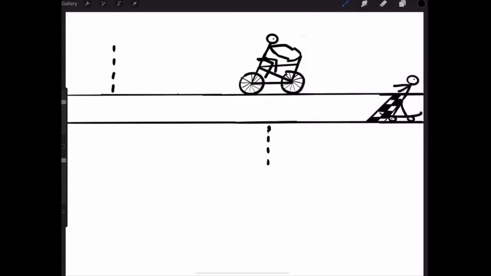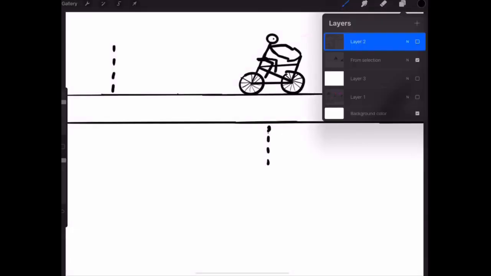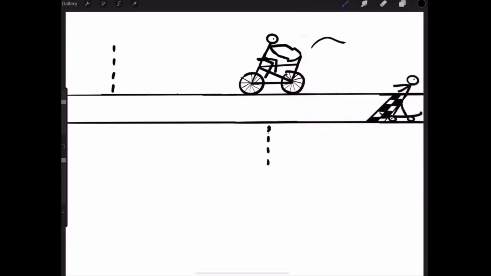Okay, so here's a little picture of the finish line. And we can see that the biker still has a little bit of distance left to go. And we're going to try and find that distance out. That's how far behind he is.